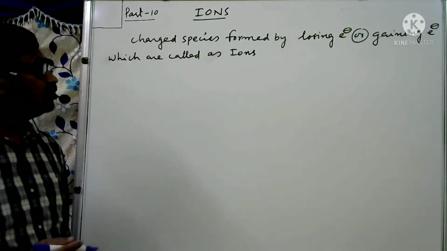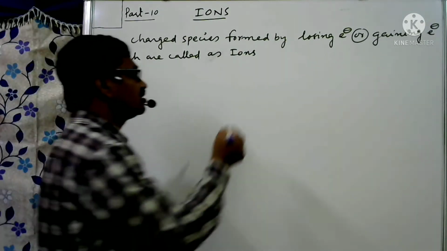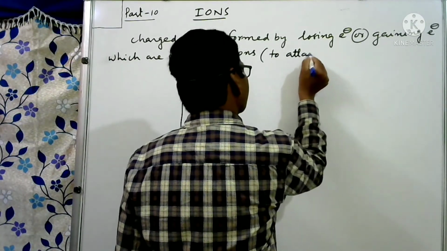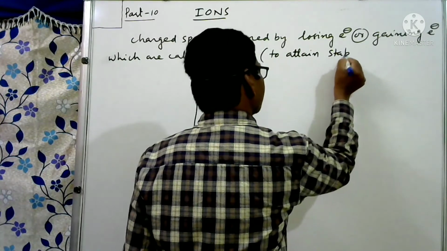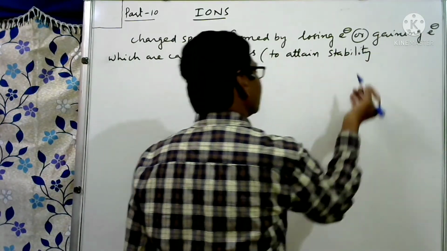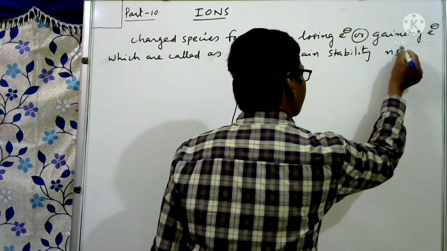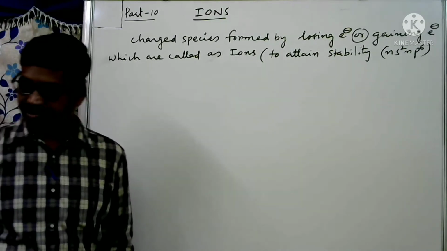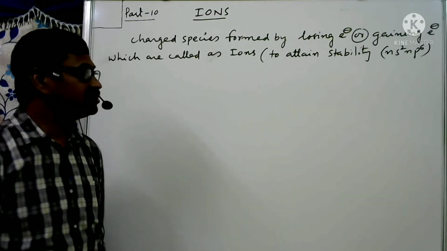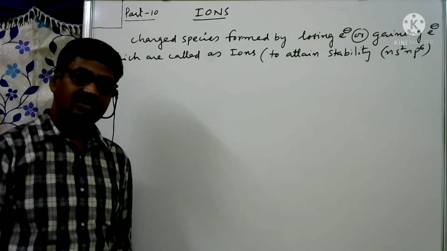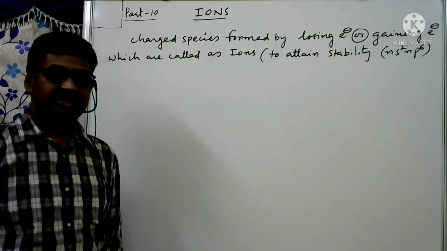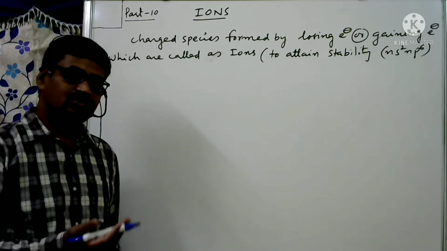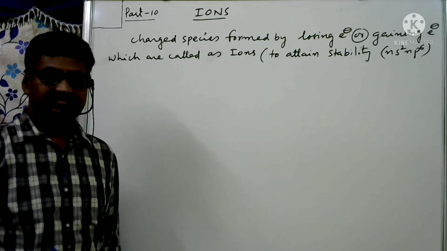So losing electrons or gaining electrons, due to what? Why are they losing? To attain stability. Stability means what? To attain ns2 np6 configuration, otherwise octet configuration, otherwise completely filled configuration or closed shell configuration. To get closed shell configuration, the particular atom may lose or gain electrons.